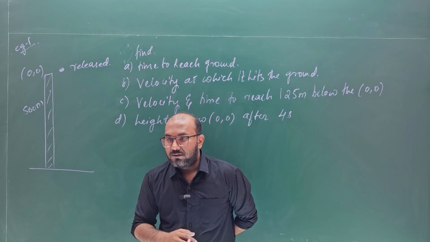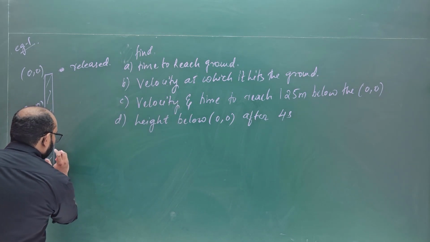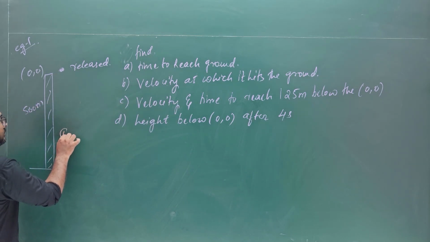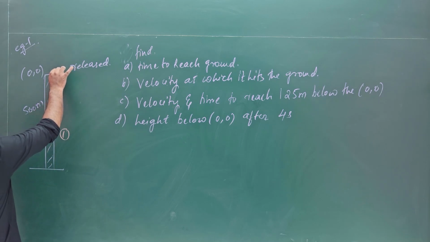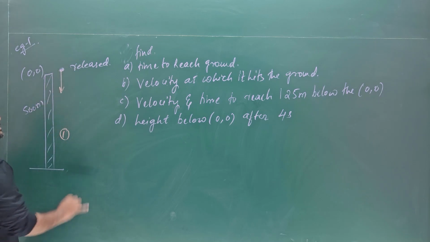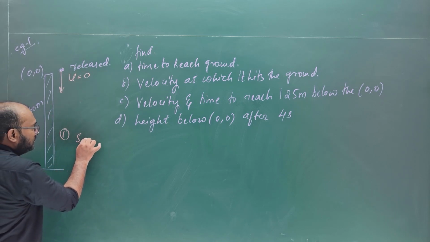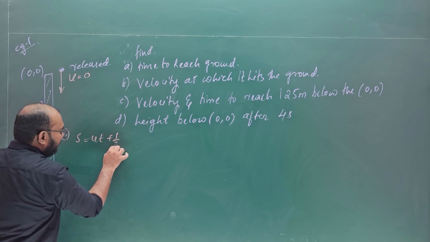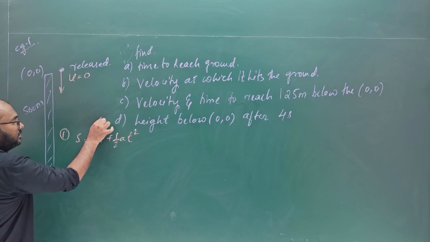Now consider I forgot all those equations. Let us start. Answer number 1. What is the first question? Time to reach the ground. That means when the object is released, it will go in the downward direction, and we know that initial velocity is 0. So can I substitute s equals ut plus half at square? And we know that initial velocity is 0.